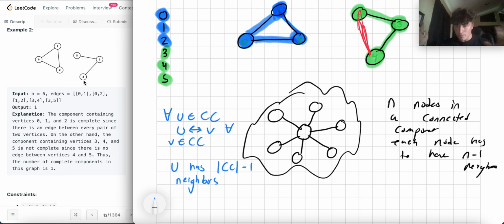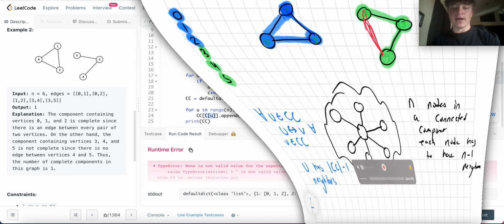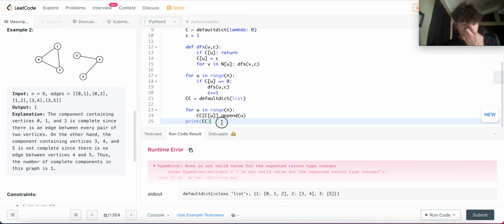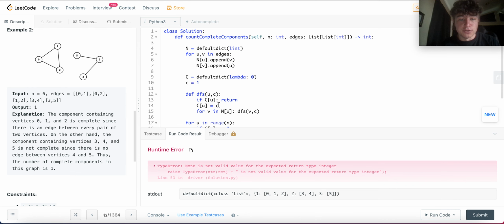So basically, to solve this problem, we find the connected components, which we've already written the code for, and then we just look and say, do you have n minus 1 neighbors? Do you have a direct connection to all other nodes within the connected component, which is just the result of calculating, do you have n minus 1 neighbors? Okay. That was rough, man. Rough explanation by a bad tutor.